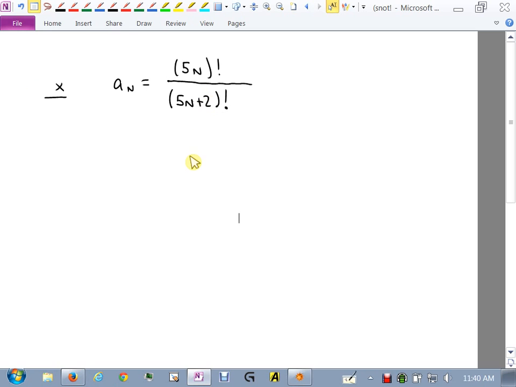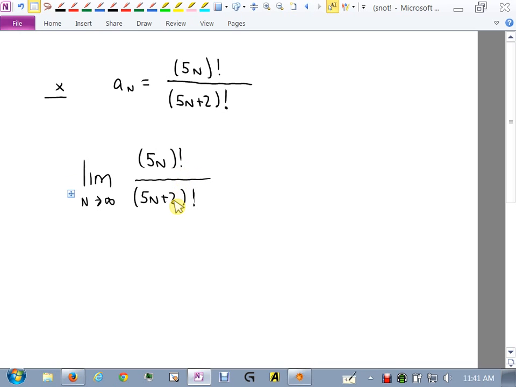So how would we deal with this? Well, we want the limit as n goes to infinity of 5n factorial over 5n plus 2 factorial. And we know that the top goes to infinity and the bottom goes to infinity. Agreed? Like, let n get bigger. 5 times a big number, big number. Factorial is a huge number still. So that's infinity over infinity.